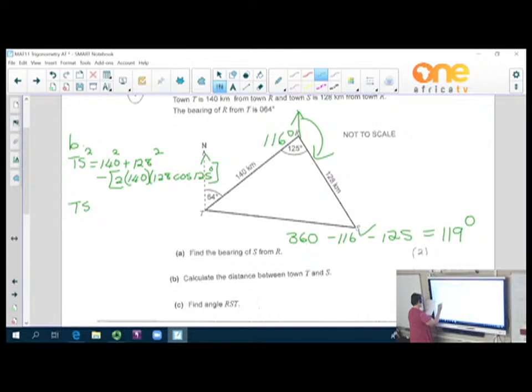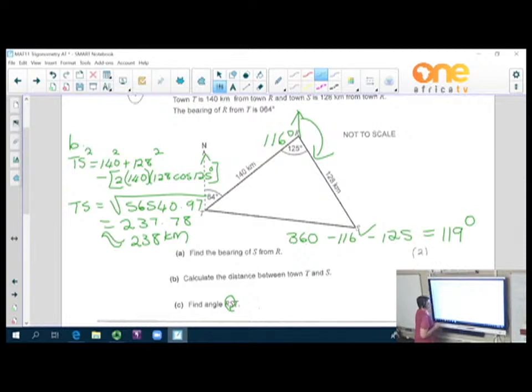So TS is equal to, you need to get the square root of 56540.97. I don't round off already. And then in a final one, it's 237.78, which rounds off to 238 kilometers. And then they ask angle S, RST. So now we need to find this angle here, RST, and I will use the sine rule.